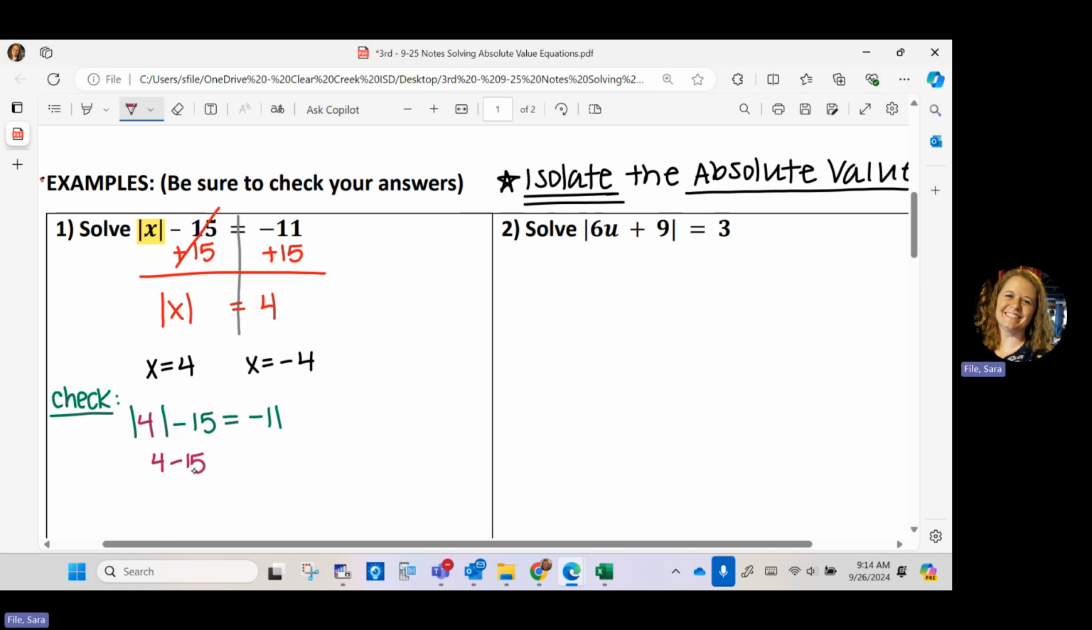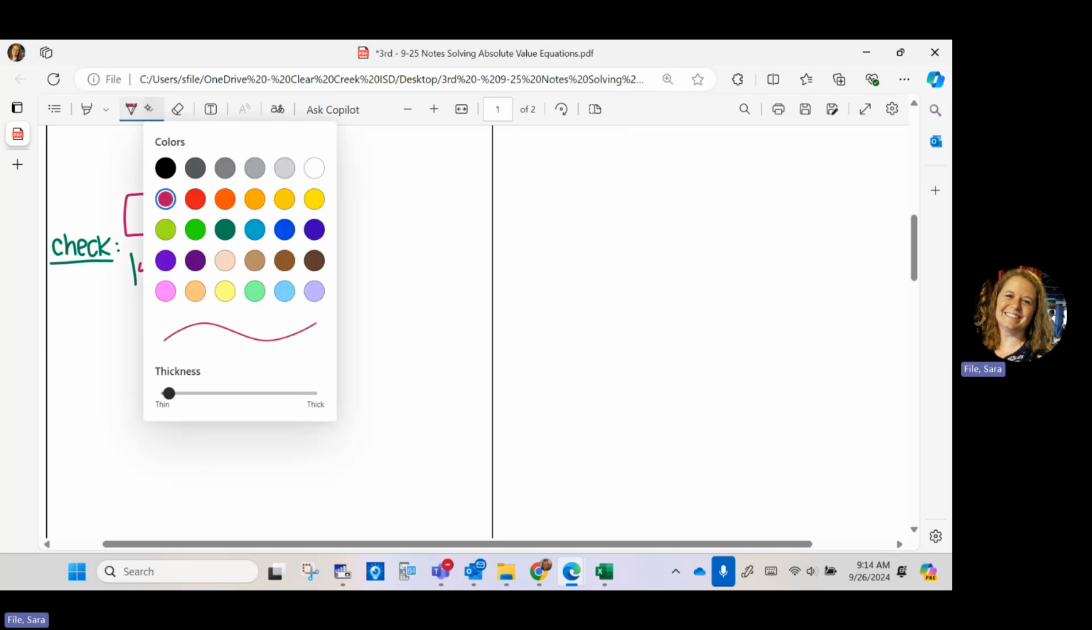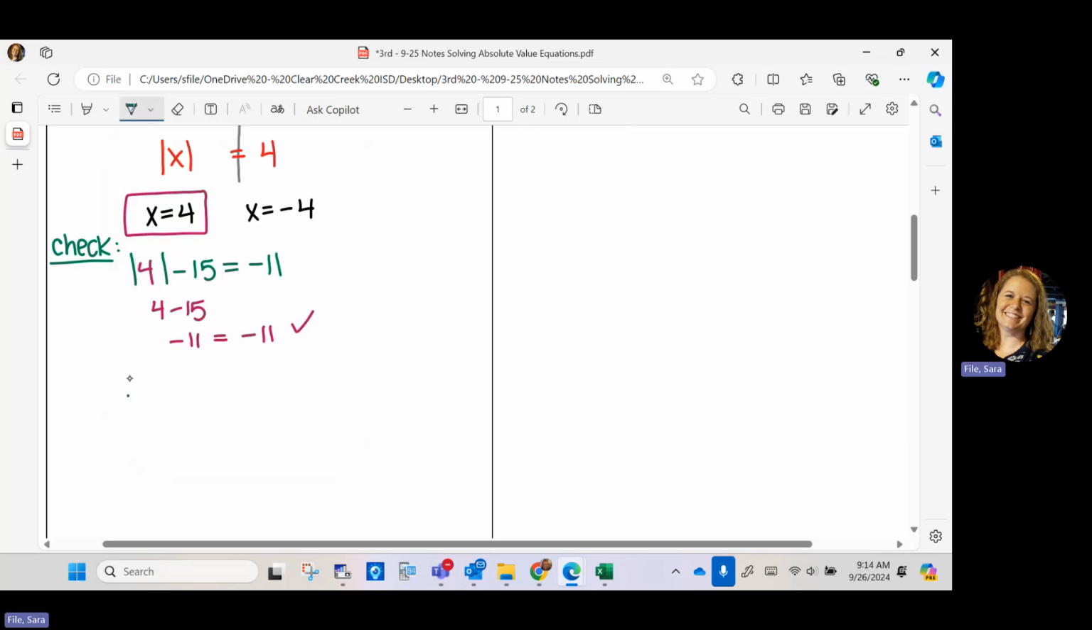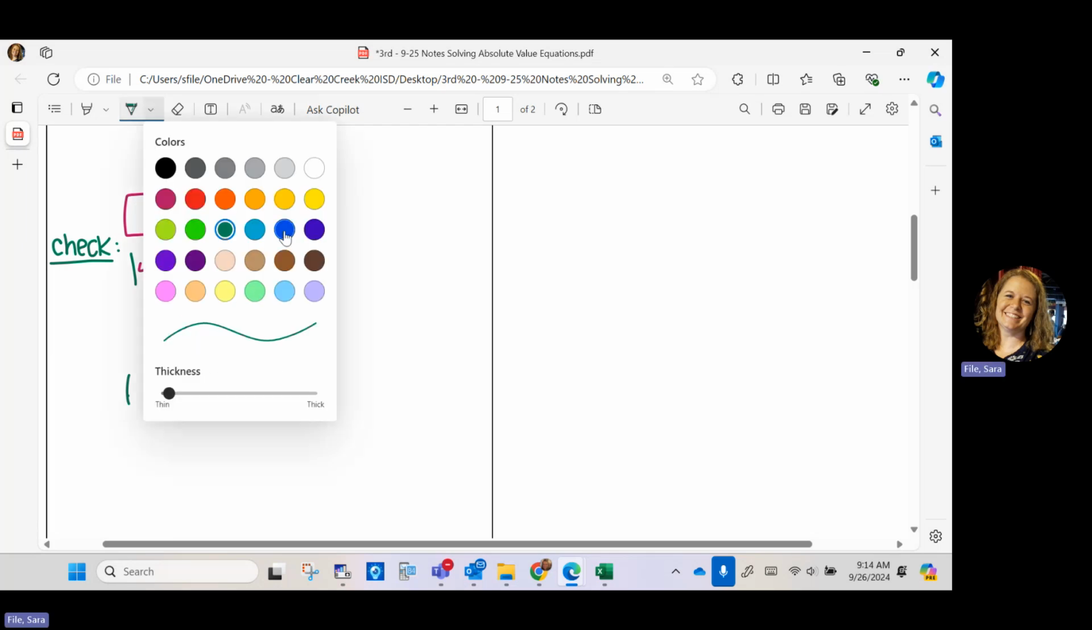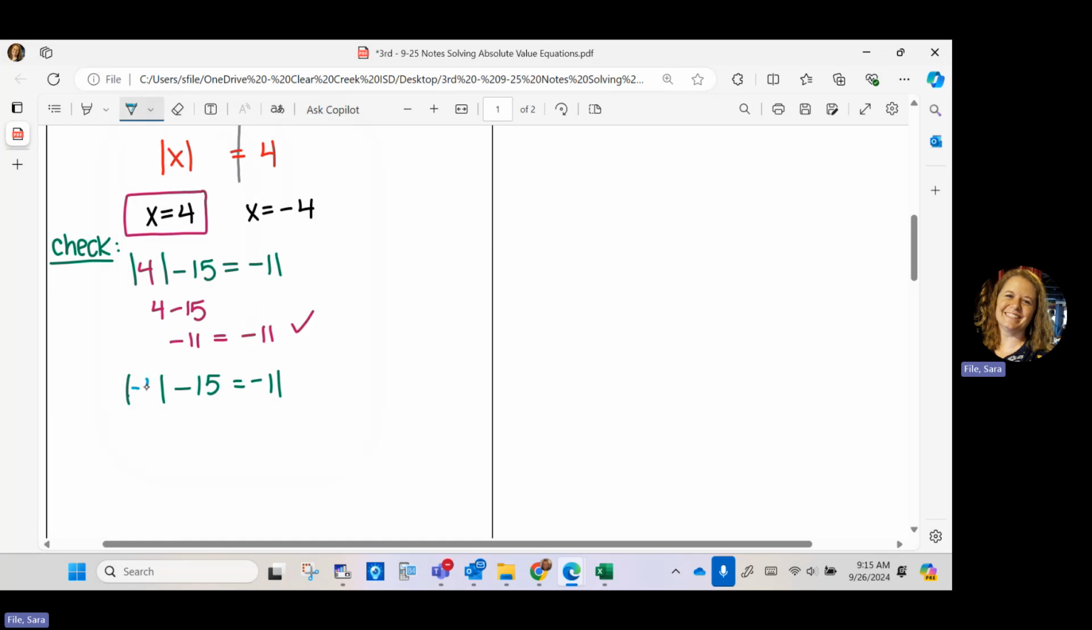And then I've got 4 minus 15, which is negative 11. Is that what it was supposed to equal? It is, right? The right side was negative 11. So 4 does work. So I know 4 is a solution. Okay, and now I'm going to double check negative 4. Okay, so I have the absolute value, minus 15 equals negative 11. And this time I'm plugging in and checking negative 4. Well, the absolute value of negative 4 is what?